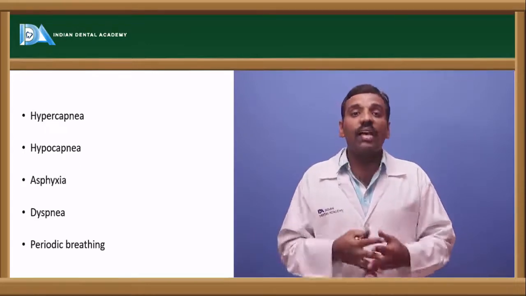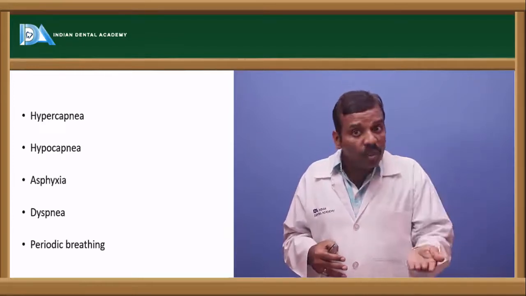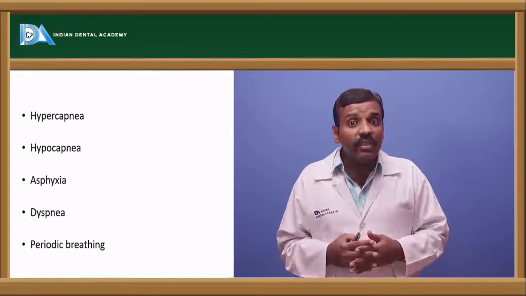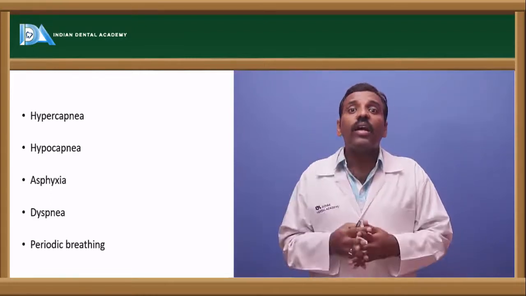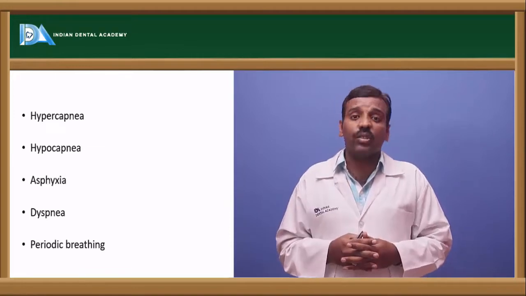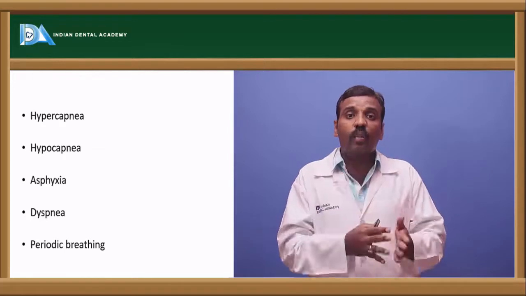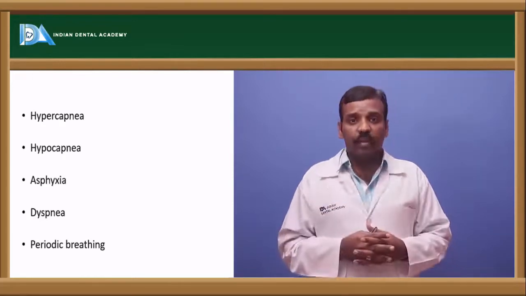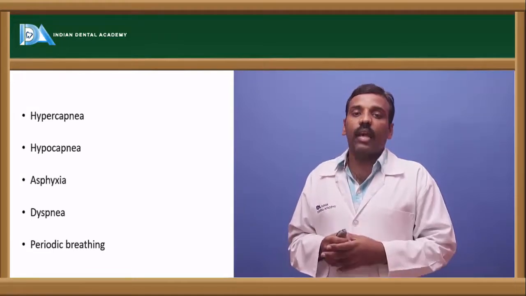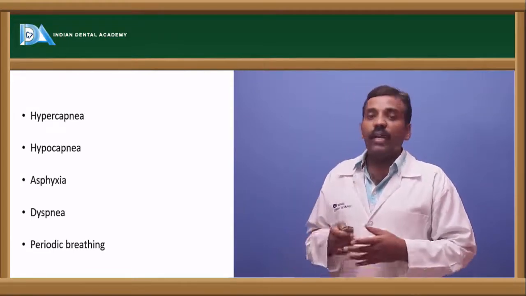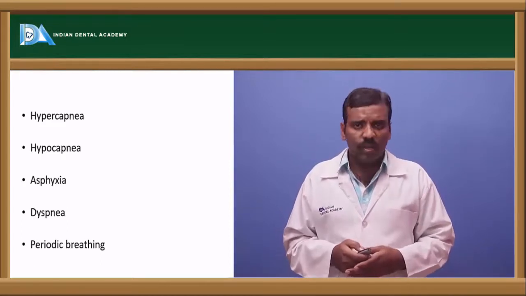And next one is asphyxia, in the sense a combination of hypoxia and hypercapnia, that in the sense oxygen level is decreased and the carbon dioxide levels are increased. That condition is called asphyxia. Asphyxia is a combination of hypoxia and hypercapnia. And next one is dyspnea. Disturbance in the respiration is called dyspnea.